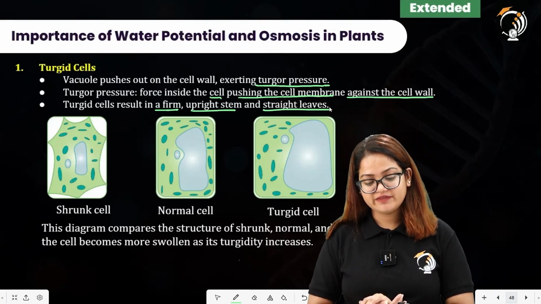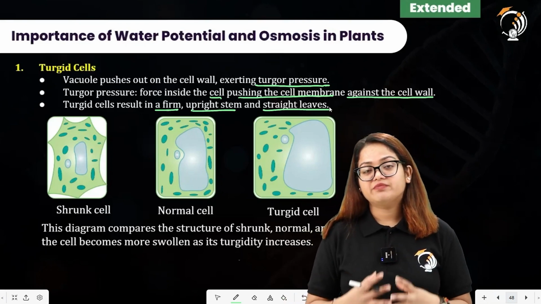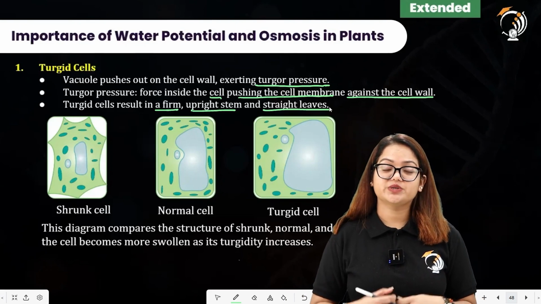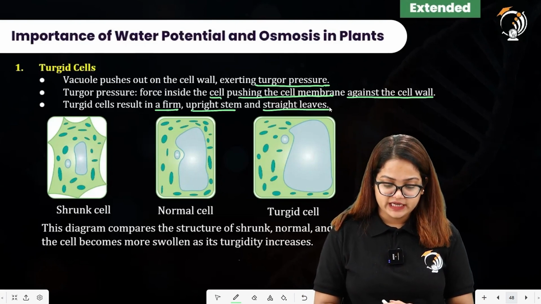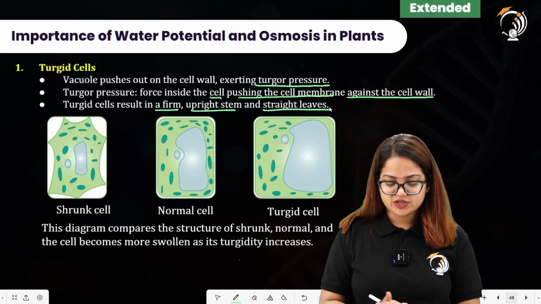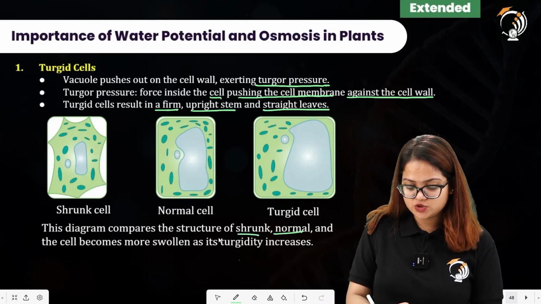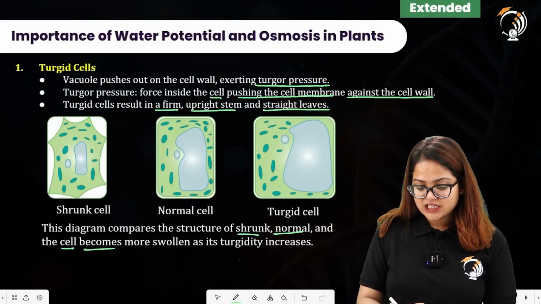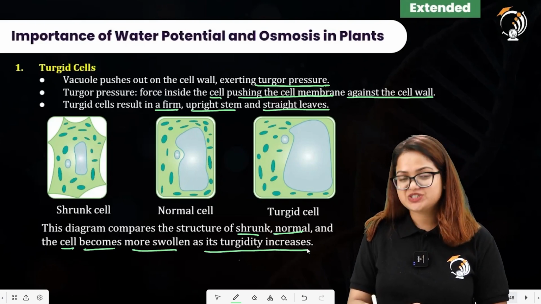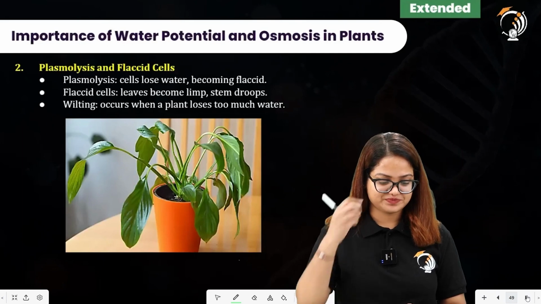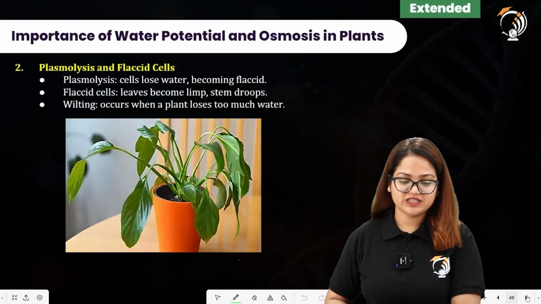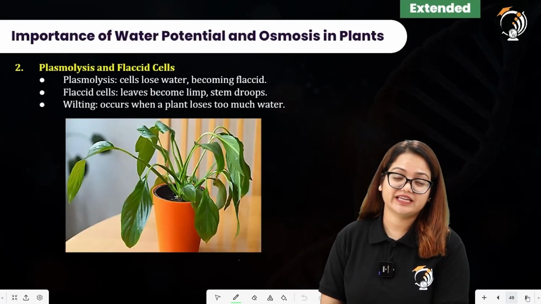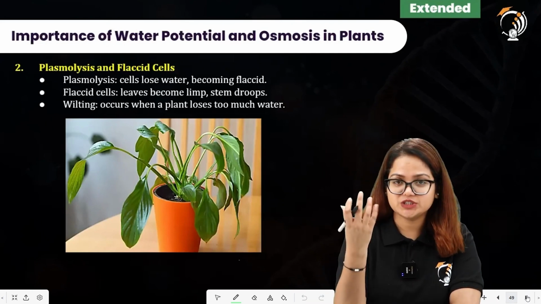Whereas on the right hand side we have the turgid cell that has gained many water molecules, and by that it generates a turgor pressure. And the diagram here compares the structure of the shrunk, normal and the cell that has become more swollen as its turgidity increases. What happens to the cells when they are kept in highly concentrated solutions?